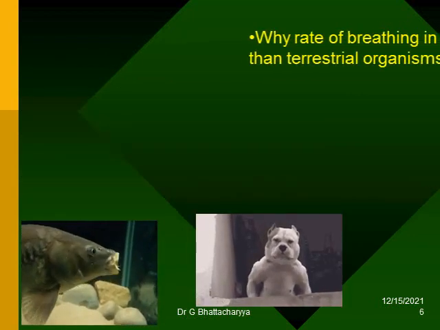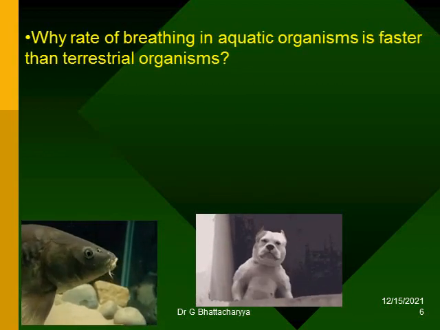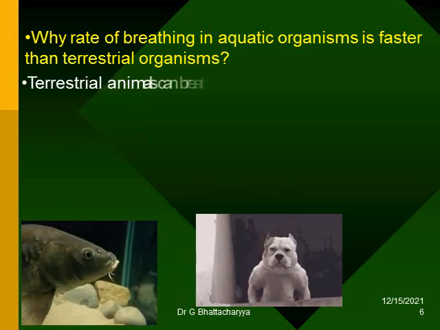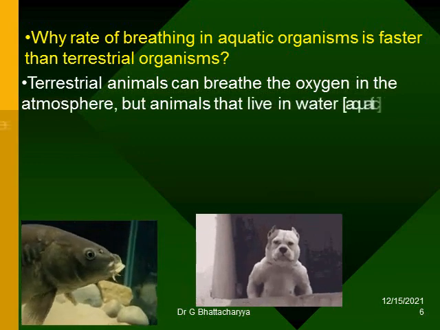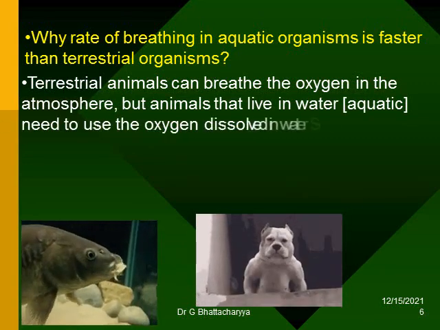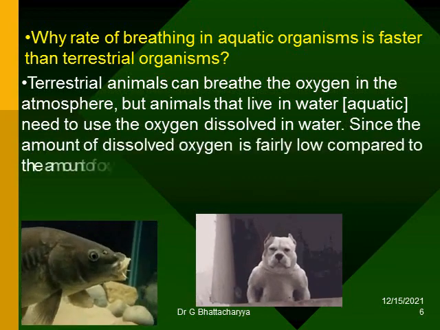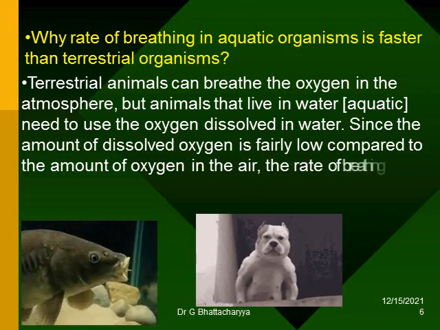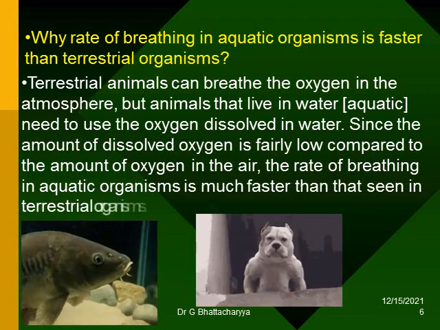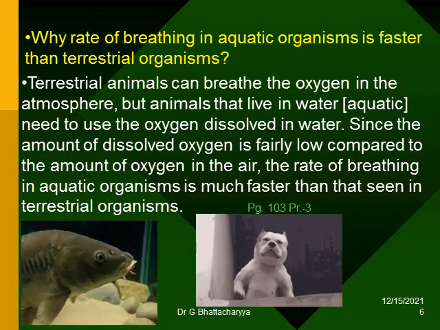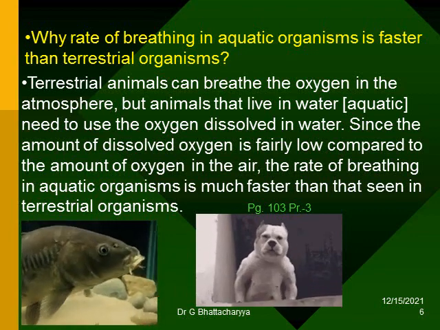Why is the rate of breathing in aquatic organisms faster than terrestrial organisms? Terrestrial animals can breathe the oxygen in the atmosphere, but animals that live in water, aquatic, need to use the oxygen dissolved in water. Since the amount of dissolved oxygen is fairly low compared to the amount of oxygen in the air, the rate of breathing in aquatic organisms is much faster than that seen in terrestrial organisms. You can observe the fish in an aquarium to understand this.